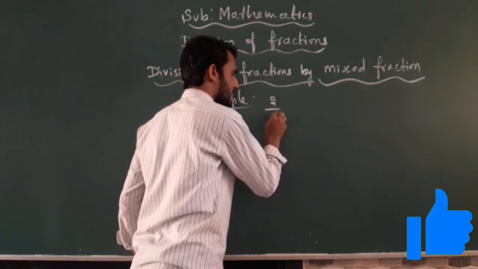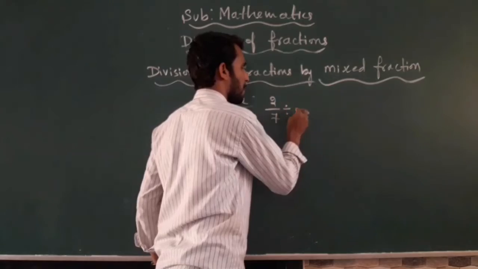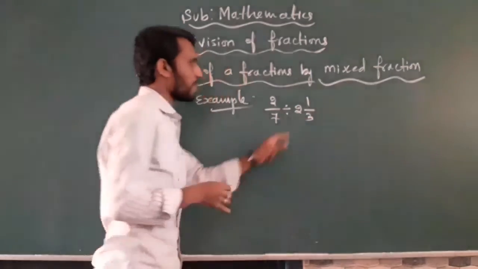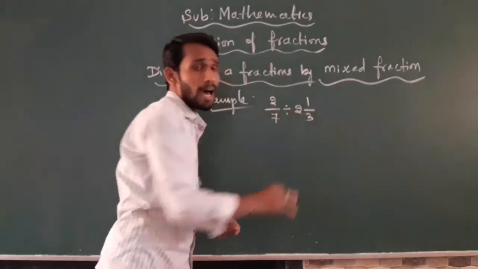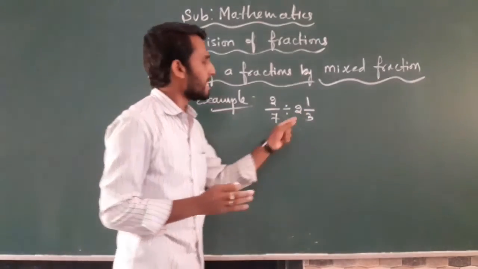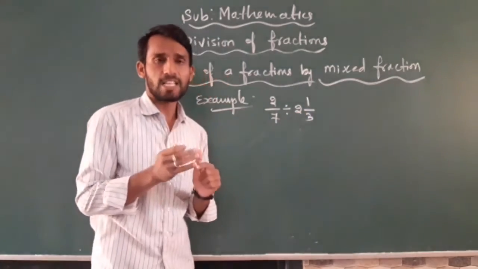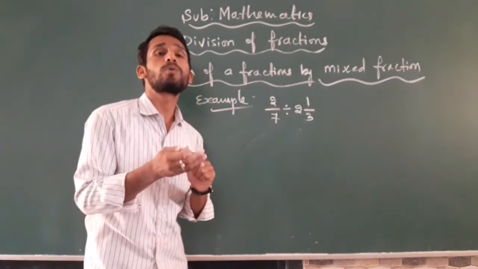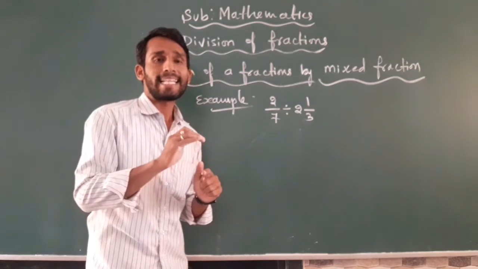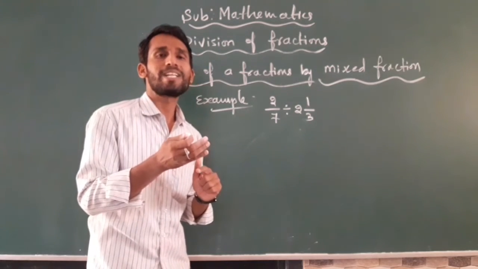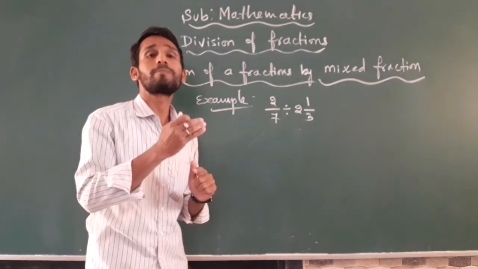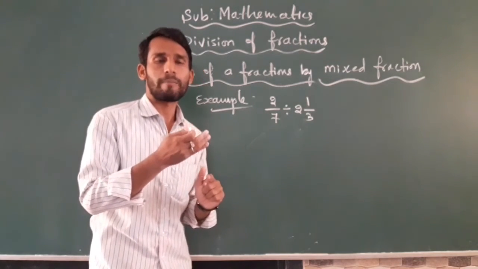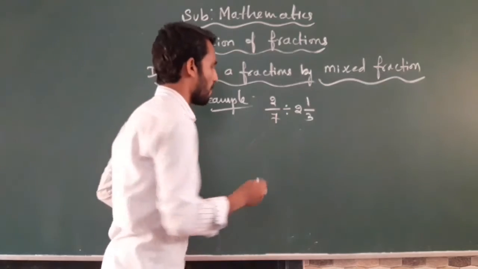2 by 7 divided by 2 whole 1 by 3. See here, we have a mixed fraction, how can we divide? Dear student, if we have a mixed fraction, we have to convert it into an improper fraction. After that, we have to take the reciprocal. After that, we have to multiply numerator to numerator and denominator to denominator. I will solve this example here.